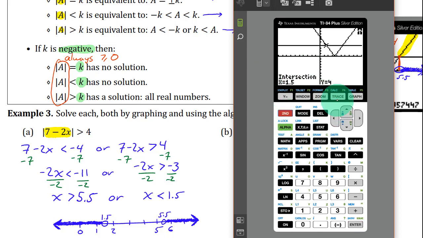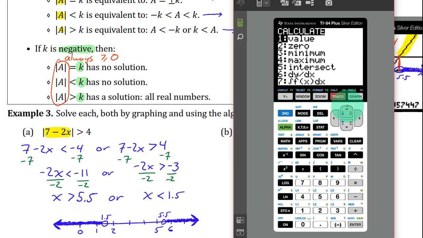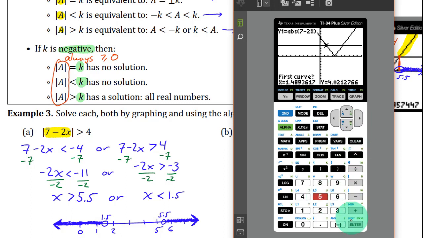And you can do the same thing over here: press second calc, number 5 for intersect. For the first curve, press enter. For the second curve, press enter. And if you want to get this point over here, you got to move the guess closer to that point. And hopefully it will give you exactly 5.5 when you press enter. So yeah, that tells you that it's more precisely 5.5, which is the same thing we got doing it with algebra. All right, let's do one more of these.